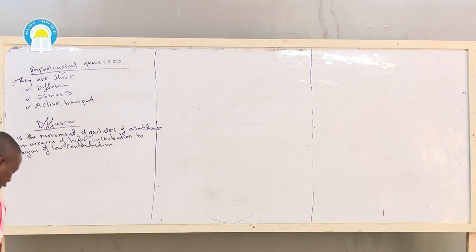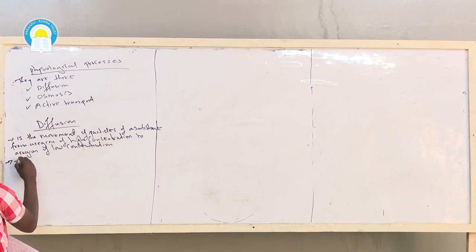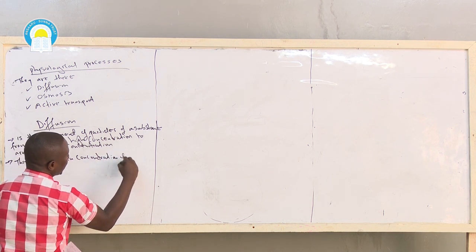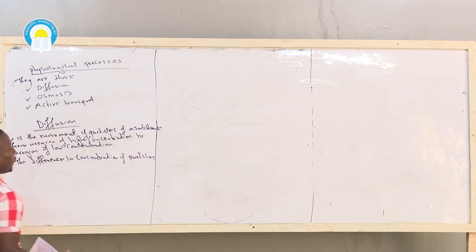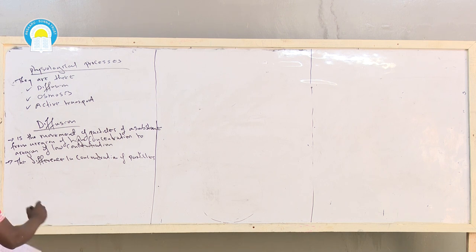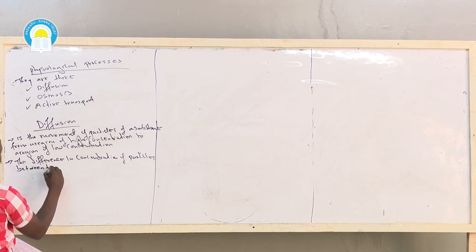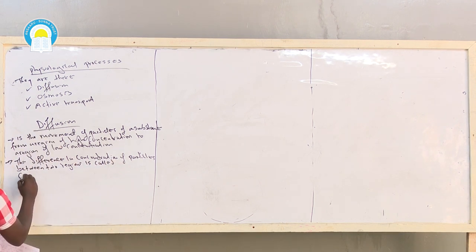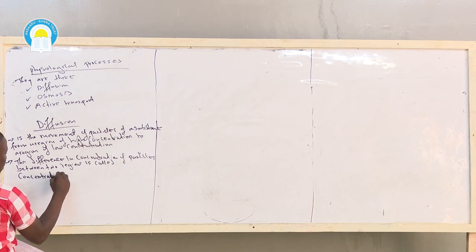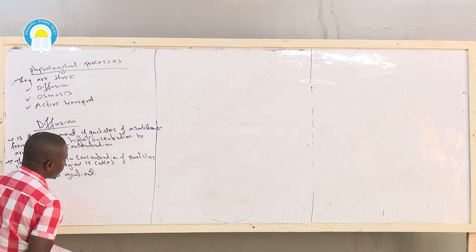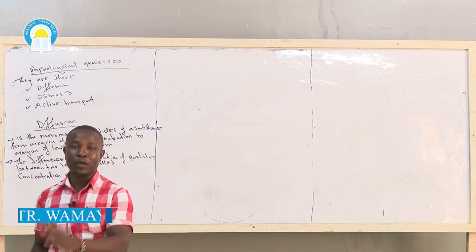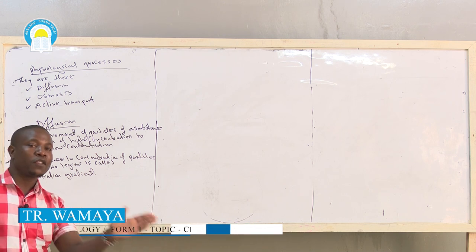Before going to an example, let me clear this one. We said the difference in concentration of particles between two regions is called concentration gradient. So under concentration gradient, for diffusion to take place, one side has to be highly concentrated and the other side has to be lowly concentrated so that the particles or molecules can move from a highly concentrated region to a lowly concentrated region.